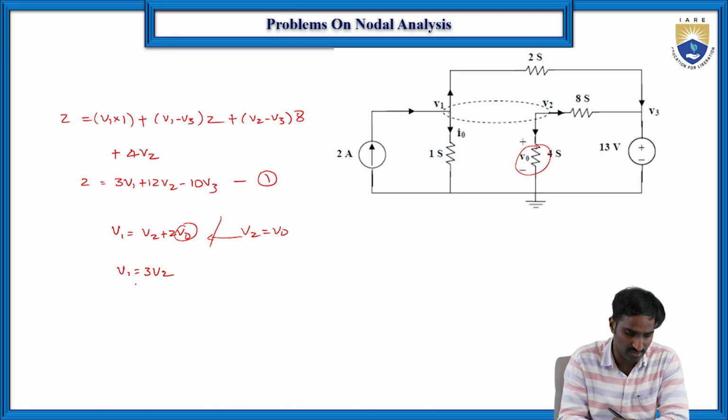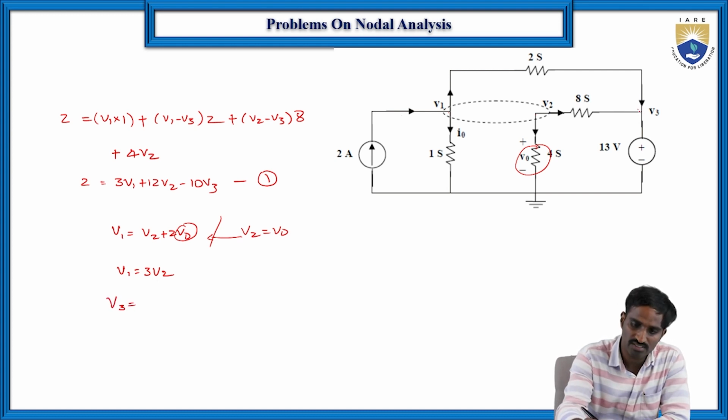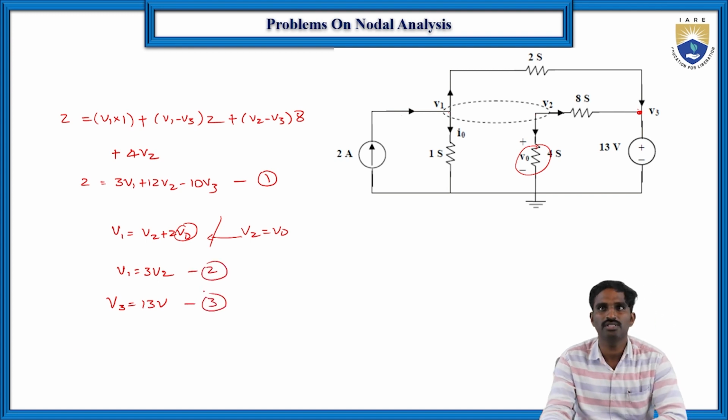This is another equation. Then for V3, V3 is directly equal to 13 volts. So now we have one equation, a second equation and a third equation. Now you have the 3 equations.